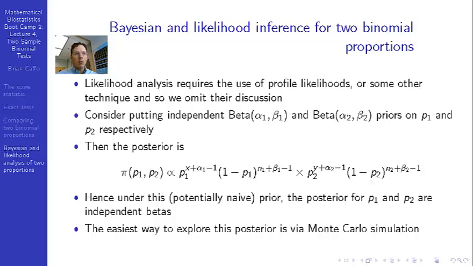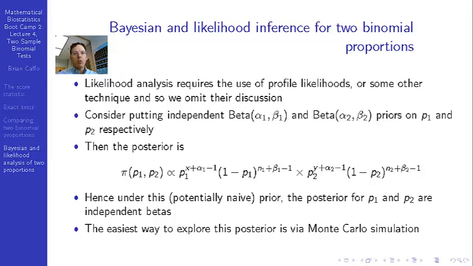n2 plus beta 2. So it's basically like alpha 1 and beta 1 are the alpha and beta parameters for P1 a priori. After you factor in the data, you add the successes to alpha and the failures to beta, and the same for P2, and then you get the beta posteriors.